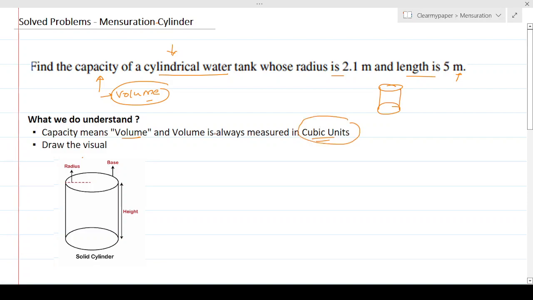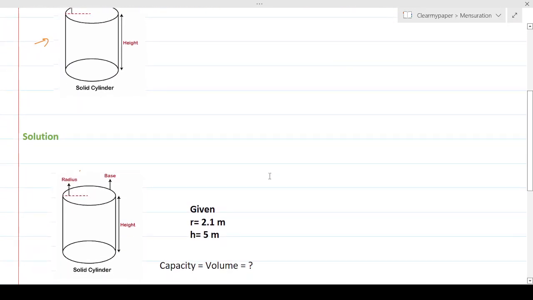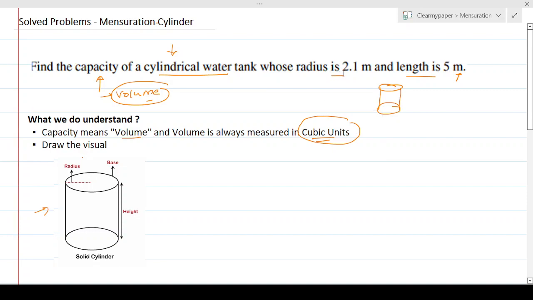Then we have been given the dimensions. The best thing to do is always have a visual. We know it's a cylinder, so we need to find the volume of a cylindrical water tank. We should always draw the visual like this, so that we know all the dimensions mentioned and what things we would need for a cylinder. Then we just solve the problem, because what is given is a radius of 2.1 meters and a length of 5 meters. The units here are in meters, and that's also given.